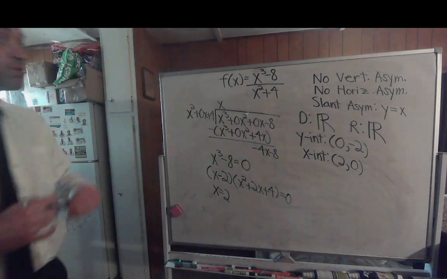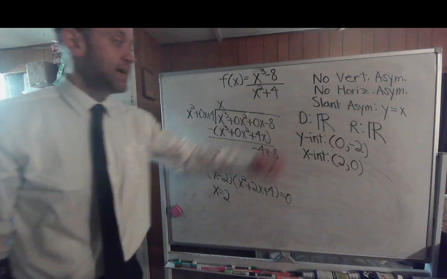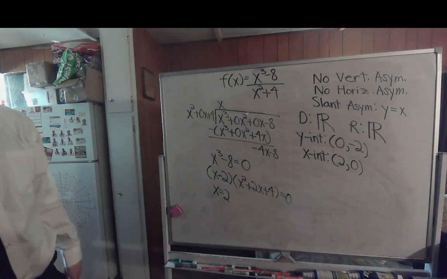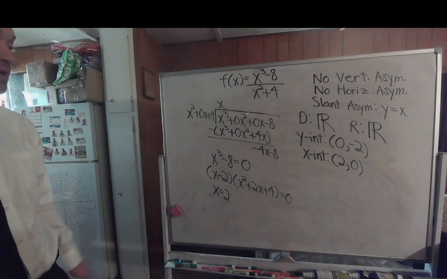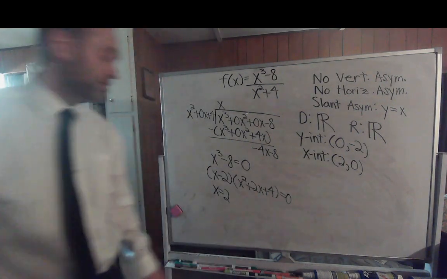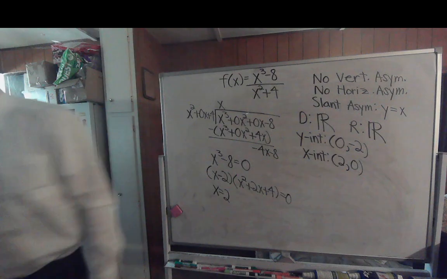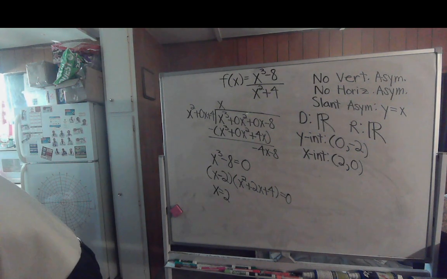So this one was pretty nice. You had only a slant asymptote. The domain and range were the entire set of real numbers, and you actually had y and x-intercepts. Let's see if we can do one more slant asymptote.